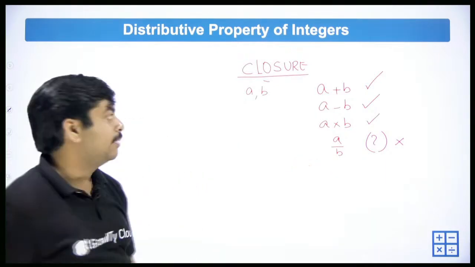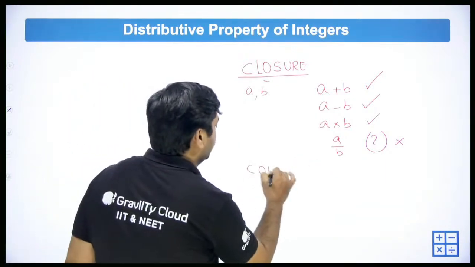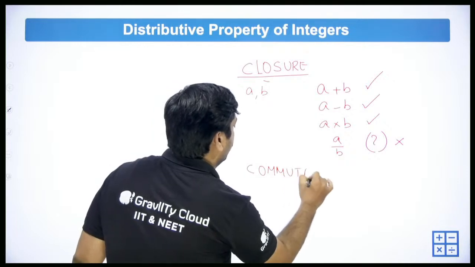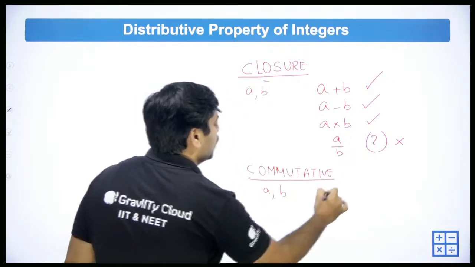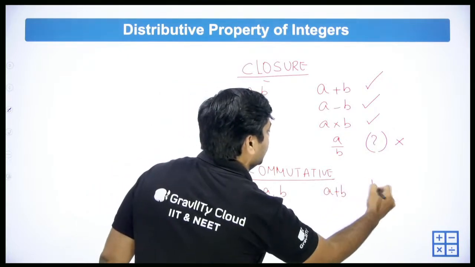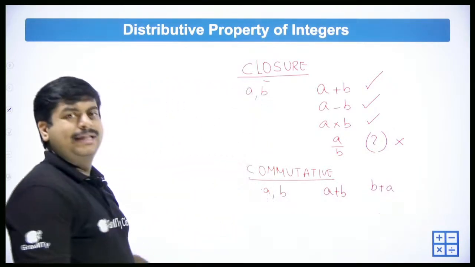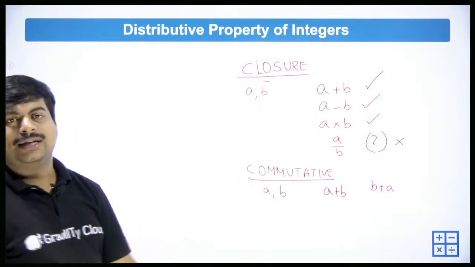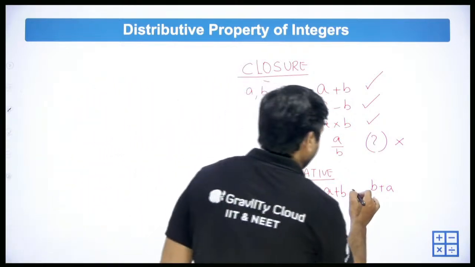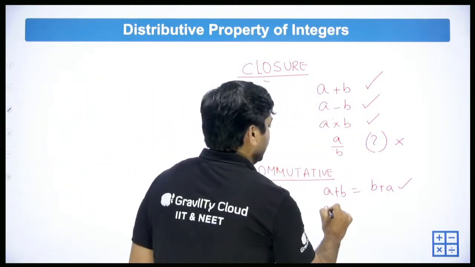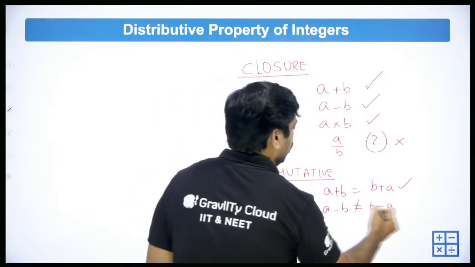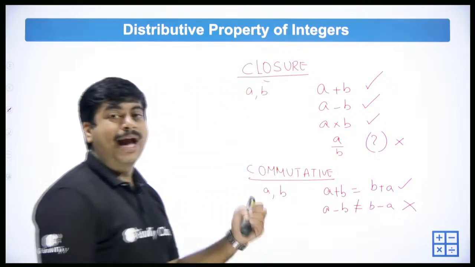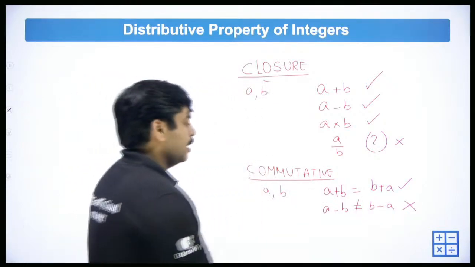The same way we discussed the commutative property. Do you remember what commutative is? Commutative is when we have two integers A and B, A plus B and B plus A. Are these two equal? As said, in addition you can add in any way. Order does not matter, right? It's correct. A minus B and B minus A, are these two the same? No, these two are not the same. So subtraction is not valid for commutative.